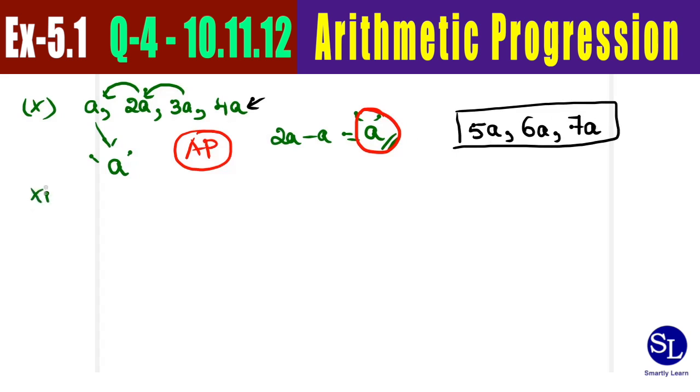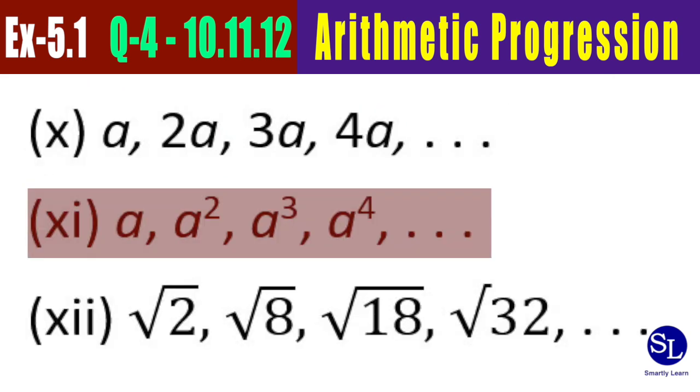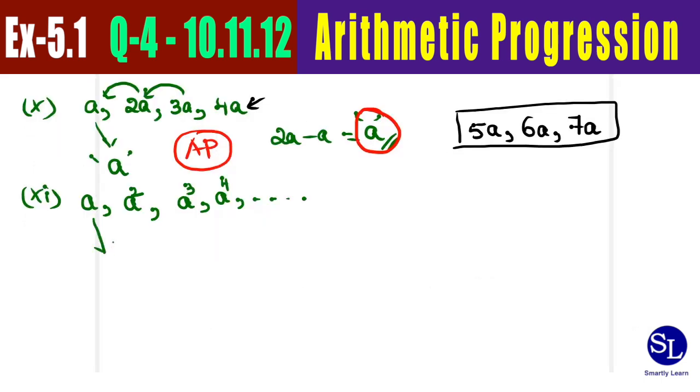Now let us look at the next series: a square, a cube, a to the power 4 and so on. So the first term is a. Now let us see if the common difference holds. So a squared minus a. Let me simplify this. I'm going to take a outside. So it is a into (a minus 1).